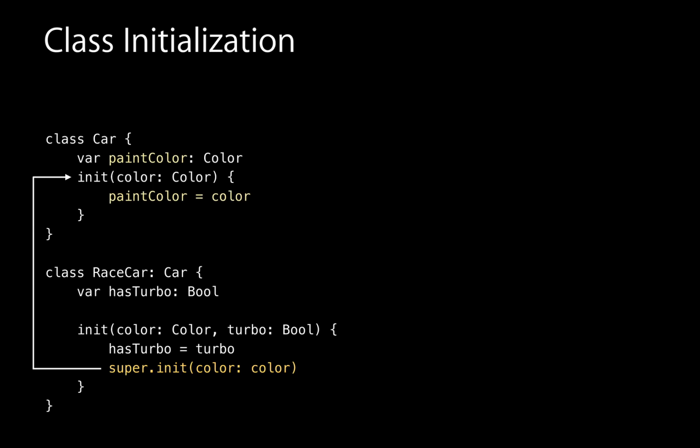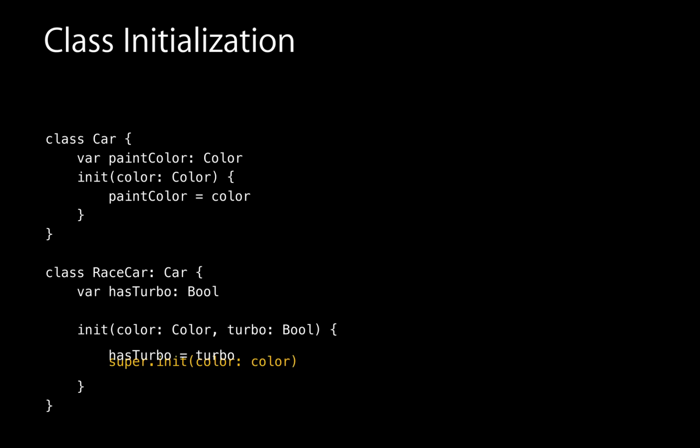And the superclass initializer, of course, sets its own properties to an appropriate value as well. And only after the superclass and all the superclasses in the class hierarchy have had a chance to set their own values is the class fully initialized and ready to use. Now, if you're coming from an Objective-C background, you probably noticed that this is opposite to what you do in Objective-C, where you always call your superclass first, and then you set your own properties.